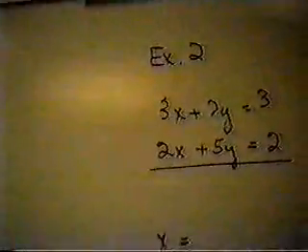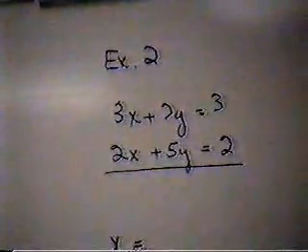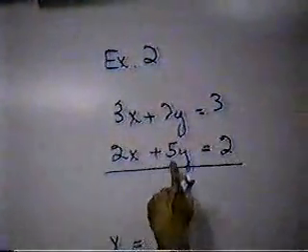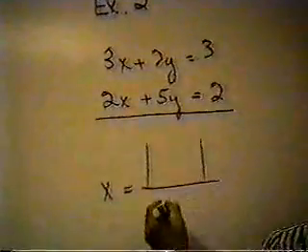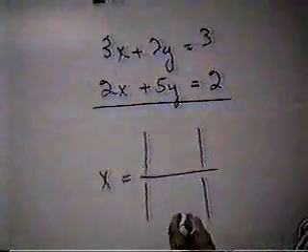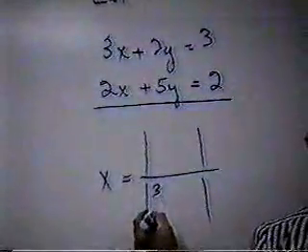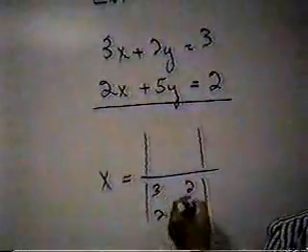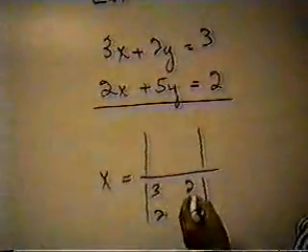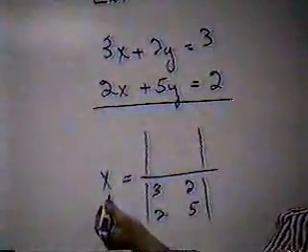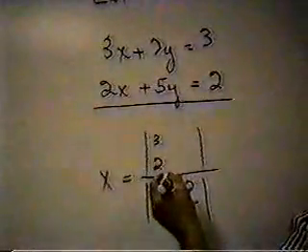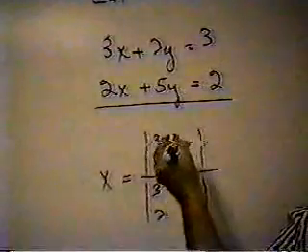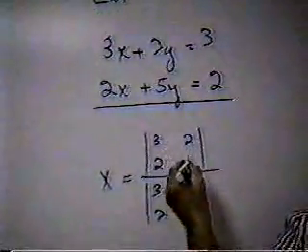All right, let's look at example 2. We have 3x plus 2y equals 3, 2x plus 5y equals 2, so we're going to solve for x. Okay, then determine top and bottom. Now I do the bottom first, so that would be 3, 2, 2, 5. The numerator now, I do what? I'm looking for x, so I replace the x column with the constants. Well, they happen to be the same thing. 2 and 5.